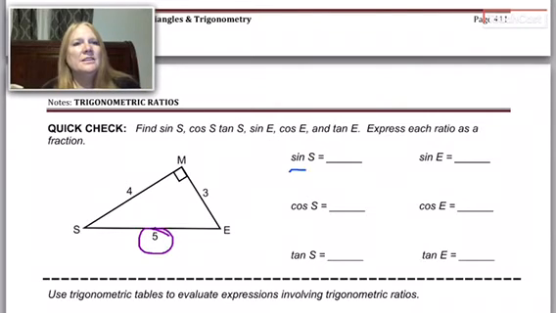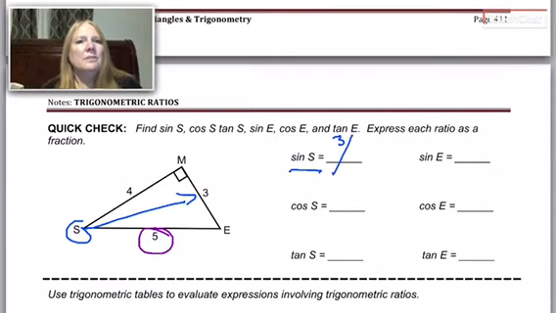So if you're looking at the sine of S, here is S. Opposite is 3. Hypotenuse is 5. From S, the cosine, adjacent is 4. Hypotenuse is still 5. From S, opposite over adjacent, 3 over 4.